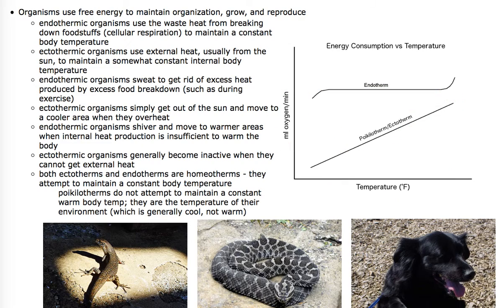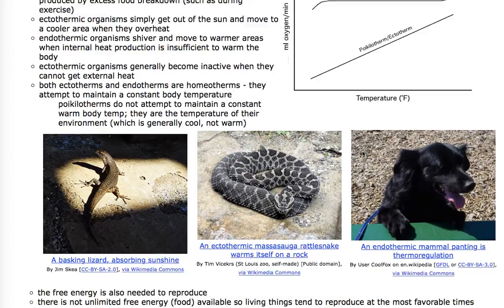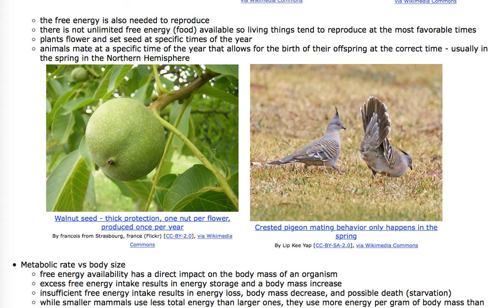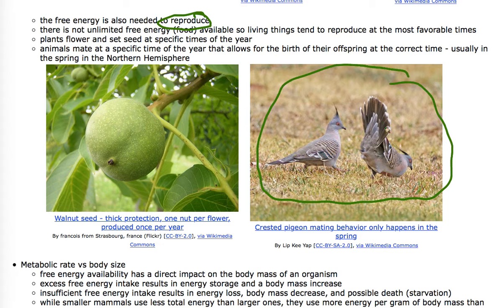So that now allows us to move on to the next topic, the free energy that we need to talk about here. Free energy is needed for reproduction. Free energy is needed for reproduction. These crested pigeons, the male's doing a mating display. He's actually mooning the female and fanning his feathers out. She then looks at his feathers and assesses his reproductive fitness and decides whether or not she's going to mate with him.